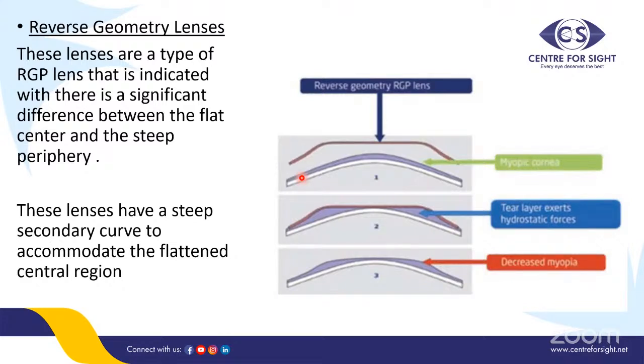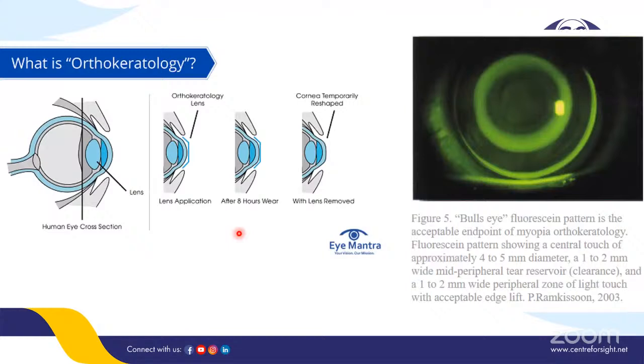the most important quality about these lenses is that there is a secondary curve followed by the base curve, which is a reverse geometry curve. So these are a type of RGP indicated when there is a significant difference between the flat and the steep cornea, because these lenses have a steep secondary curve, as pointed by my pointer here, to accommodate this flattened central region, and a flat central region to accommodate the tear layer between it, and then further it decreases the myopia. Therefore, these lenses are currently used unanimously with orthokeratology.